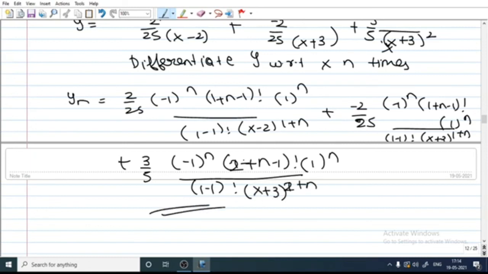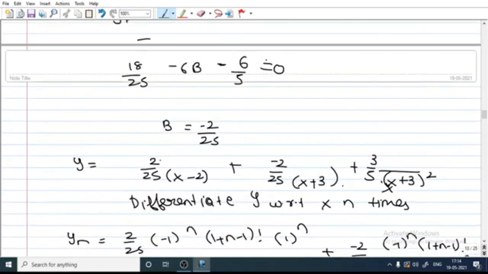So we are done with the differentiation of all the terms, this one also and this one also. So hope you have understood each and every step of this problem.